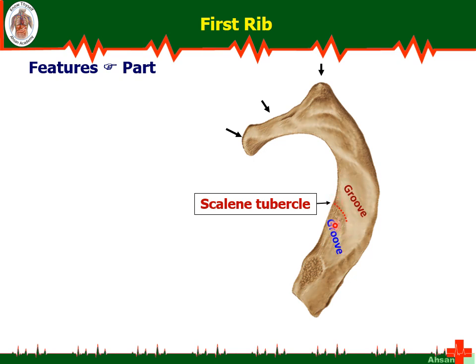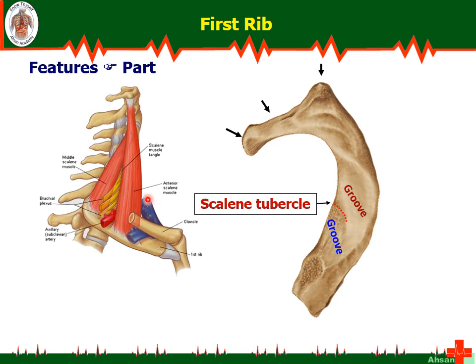There are two grooves. Posterior to this ridge is the groove for the subclavian artery, and anterior to this is the groove formed by the subclavian vein. You can see this is the subclavian vein forming the groove. This is the subclavian artery forming the groove. And in between these two, this area provides attachment for this muscle, the scalene anterior muscle.